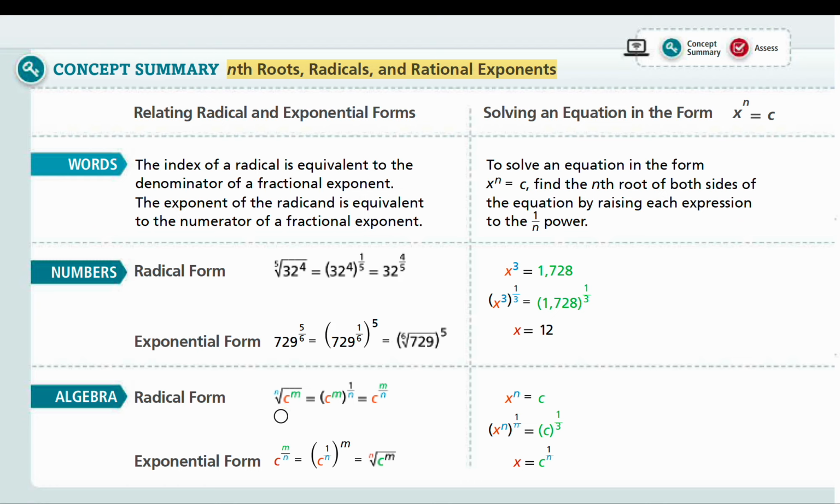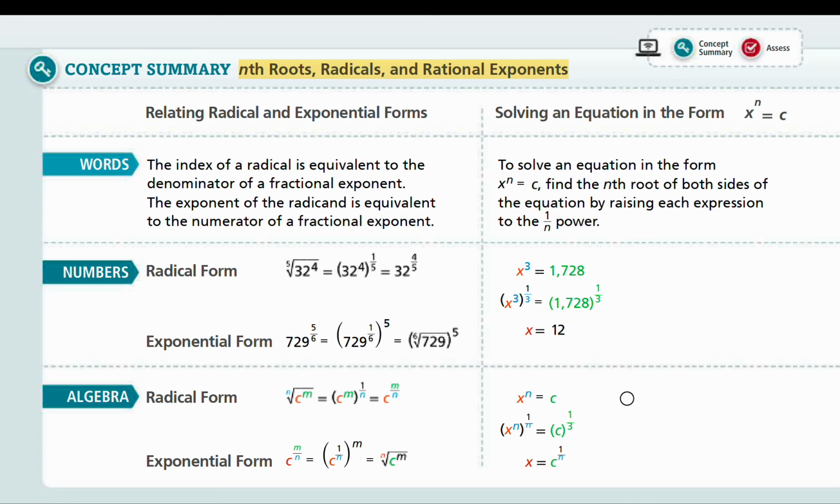So the radical form to exponential form could be written like this. The exponential form to the radical form could be written like this. And these are some examples. So remember the properties of exponents and the switching of the forms. That was 5-1, nth roots, radicals, and rational exponents.